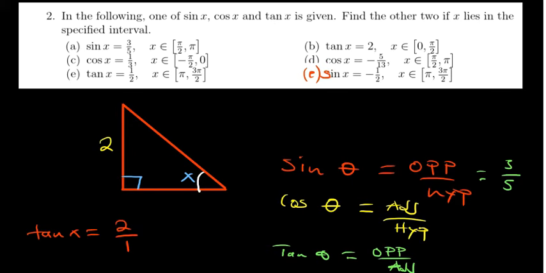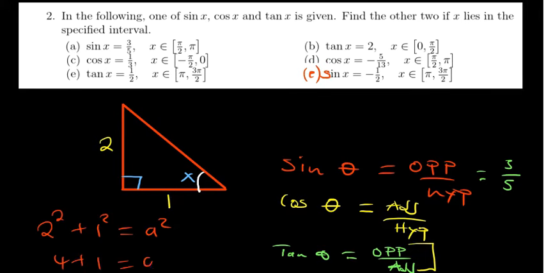For tan, it's opposite over adjacent from SOHCAHTOA. So the opposite is 2, the adjacent is 1. So the hypotenuse comes from the sum of these squared: 2 squared plus 1 squared, like a squared plus b squared equals c squared. That is 4 plus 1, so it will be root of 5. So the moment we do that, we should be able to find the other two.